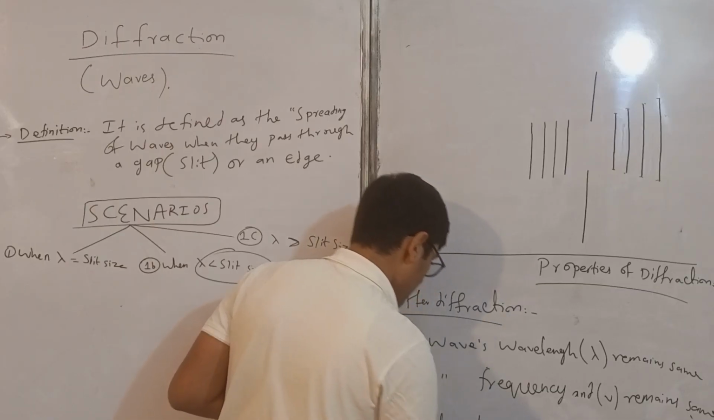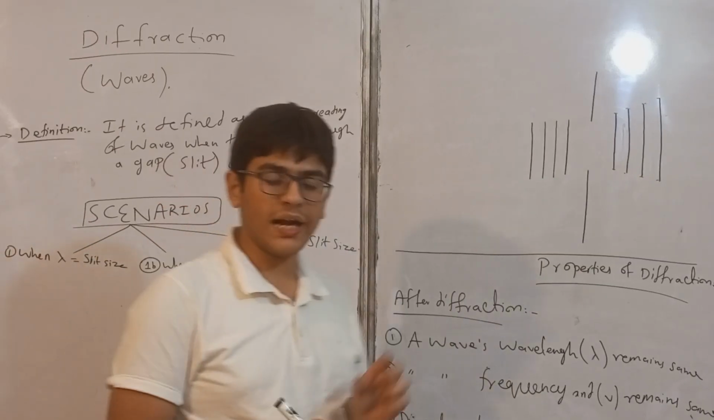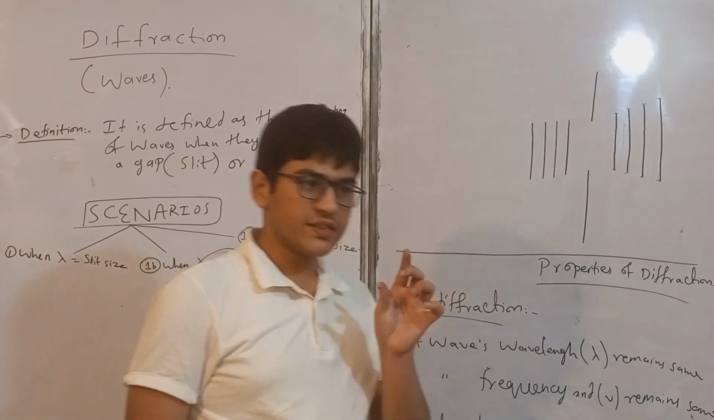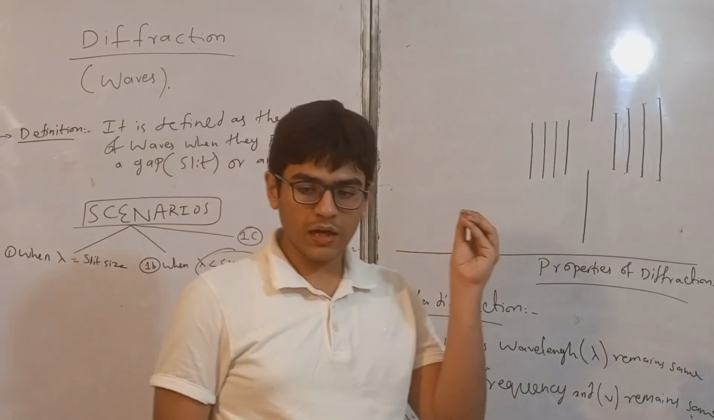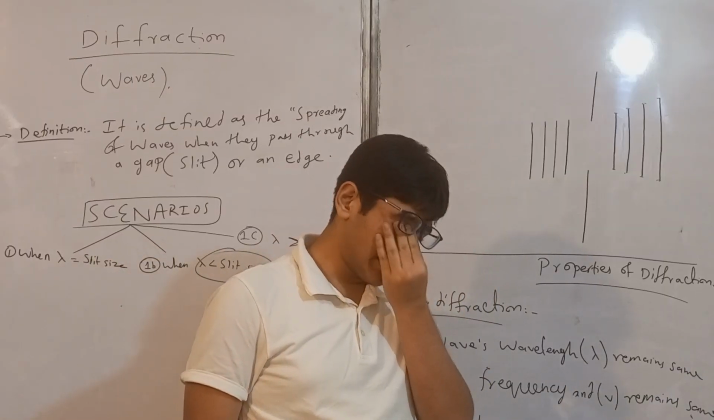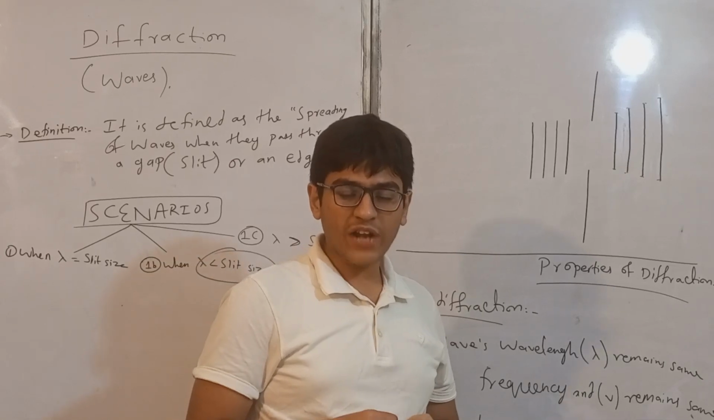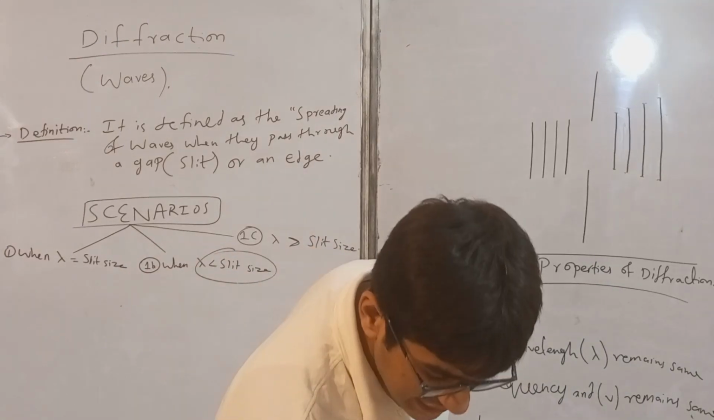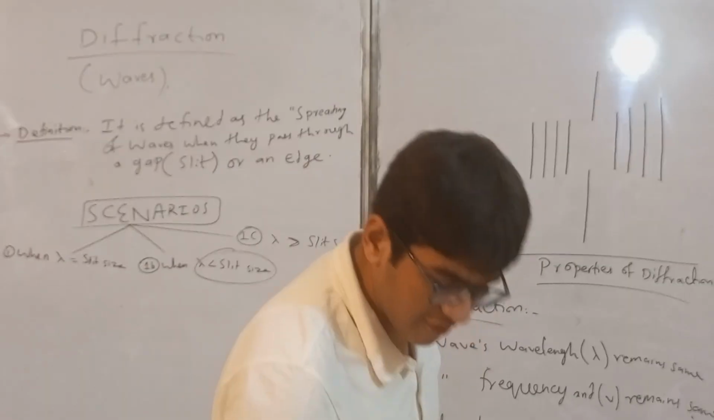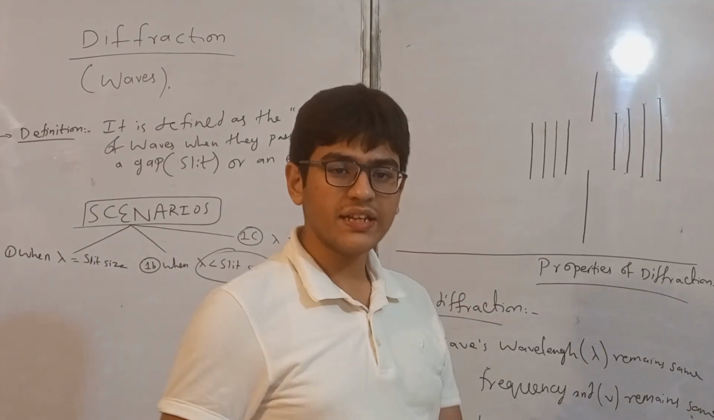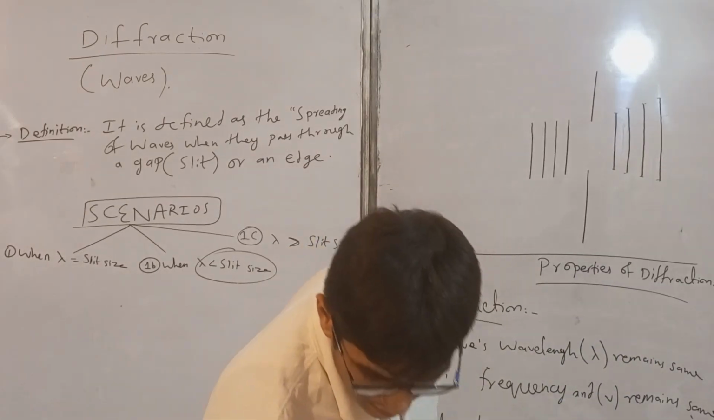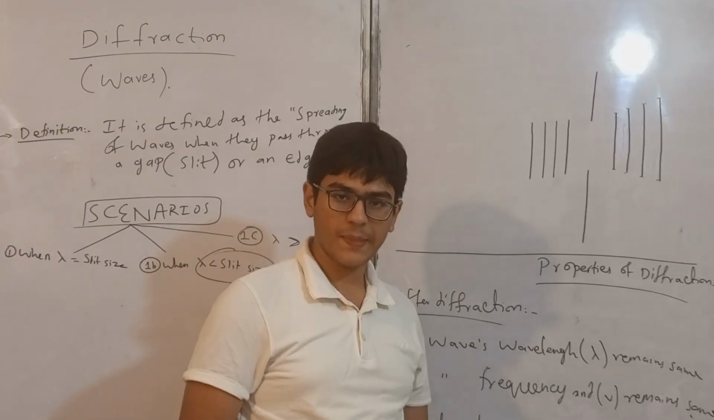If we discuss diffraction at an edge, for example, a wave interacting with the edge of a building and then diffracting. So diffraction in case of an edge, when waves pass through an edge, they start spreading out and diffraction occurs.